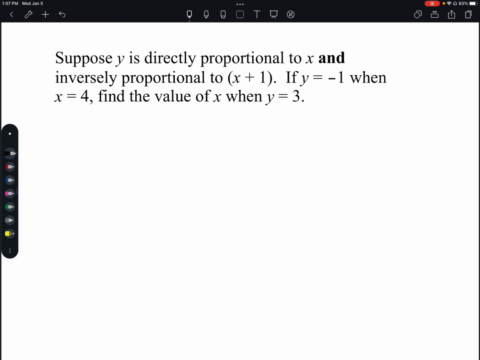The next one says, suppose y is directly proportional to x and inversely proportional to x plus 1. If y equals -1 when x is 4, find the value of x when y is 3. This one's a little different, because y is directly proportional to x, and it's inversely proportional to x plus 1. So we have multiple things going on in this equation. We'll start with y. I'll put my k over here, y equals k.